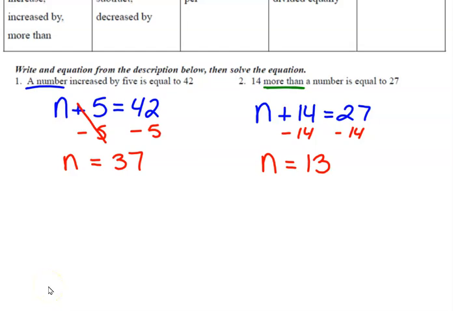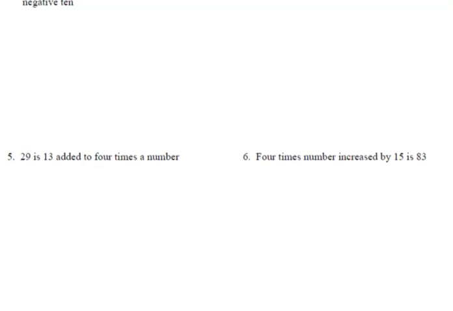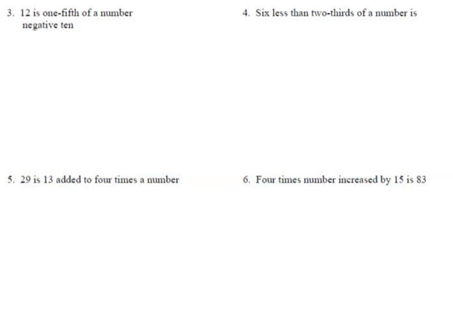Okay. Let's take a look at the next two. Oops. There we go. 12 is 1/5 of a number, -10. Oh, that -10 should be over with number 4. So there we go. Let's fix this. Take this -10, put it over here. It just accidentally popped down to the next line.